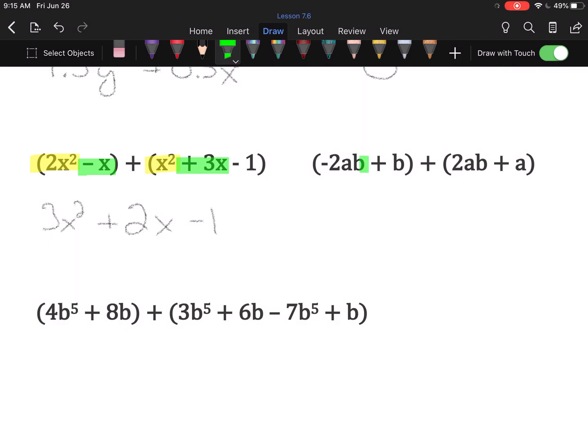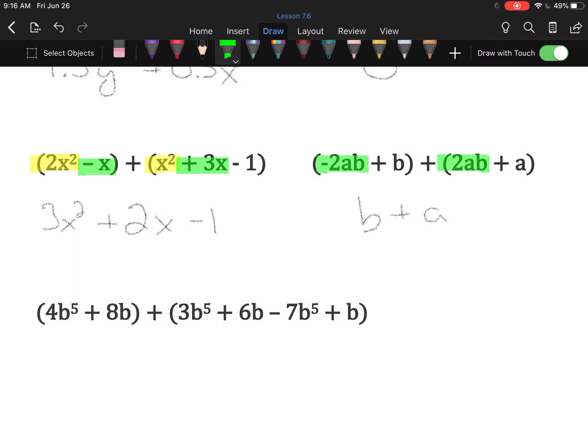For this next one, here's an AB term, here's an AB term. B is its own thing, A is its own thing. I have negative 2 ABs, then I have positive 2 ABs. That cancels out, leaving me with B and A. That's it.